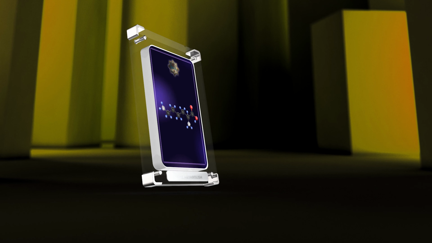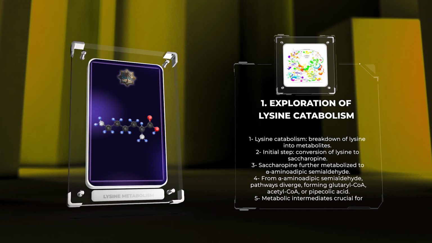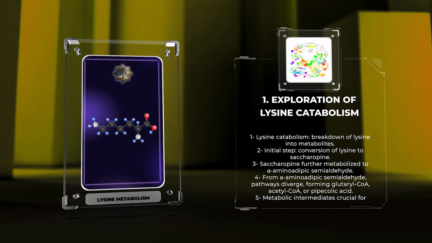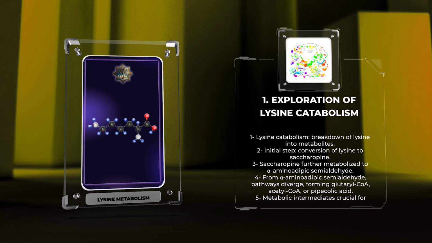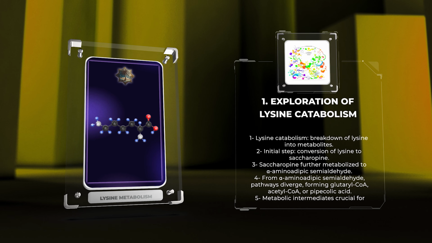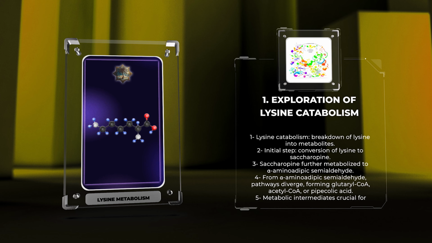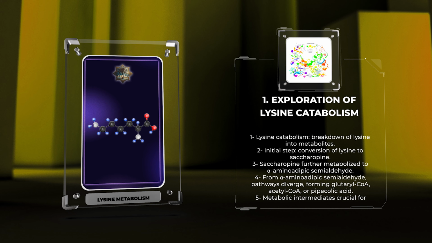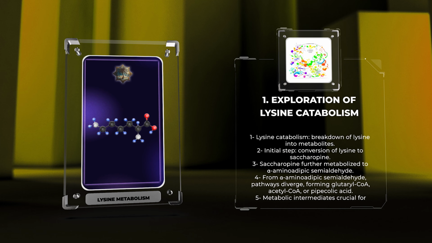Lysine catabolism refers to the breakdown of lysine into various metabolites. The initial step involves the conversion of lysine to saccharopine by the enzyme lysine 2-oxoglutarate reductase. Saccharopine is further metabolized to alpha-aminoadipic semialdehyde through the action of aminotransferases. From alpha-aminoadipic semialdehyde, various pathways diverge, resulting in the formation of glutaryl-CoA, acetyl-CoA, or piperacolic acid. These metabolic intermediates are crucial for energy production, protein synthesis, and the synthesis of neurotransmitters.